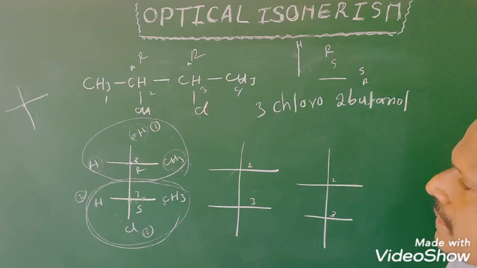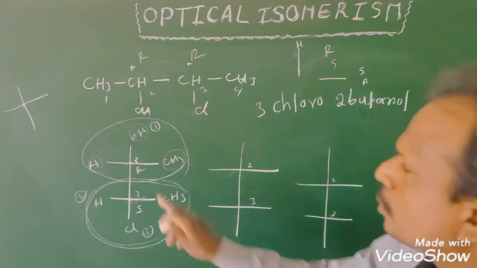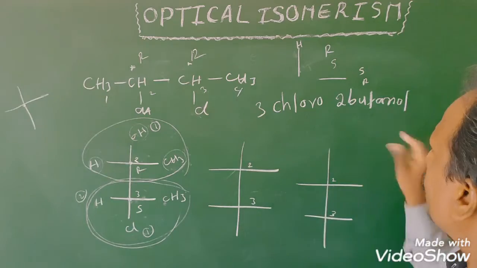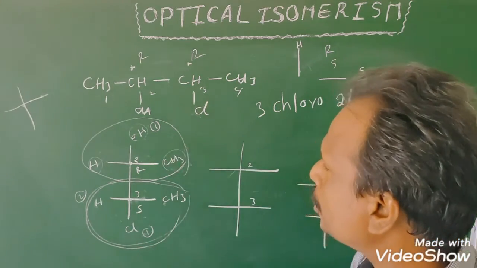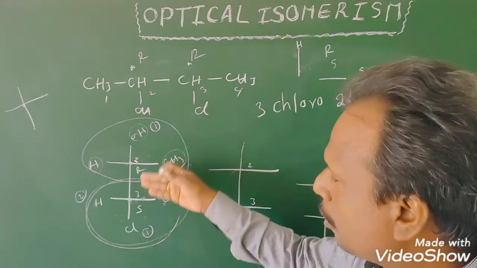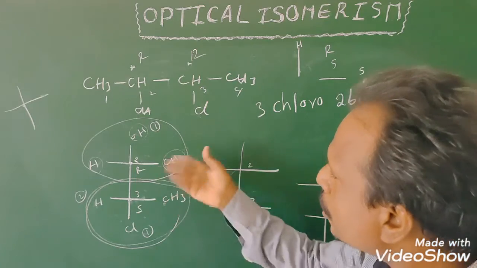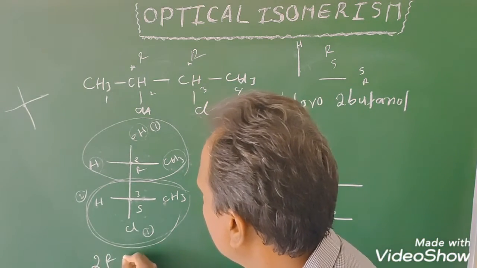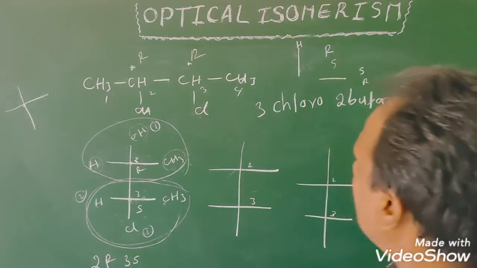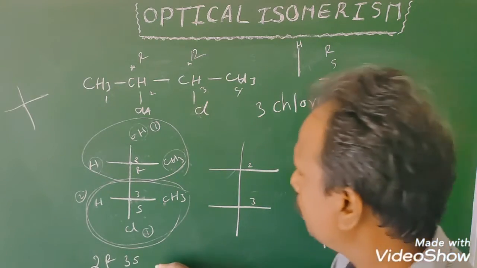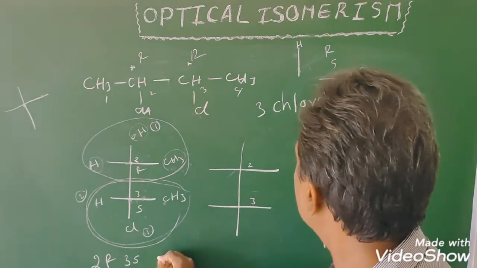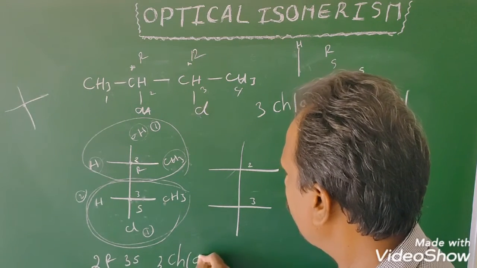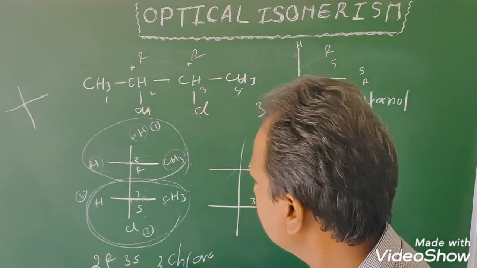Using CIP rules, we decide its name. Its name is 2R,3S-3-chloro-2-butanol. Its complete name is including stereo. If we mention the chiralities, it is the stereo name. Including stereo, its name is 2R,3S-3-chloro-2-butanol.